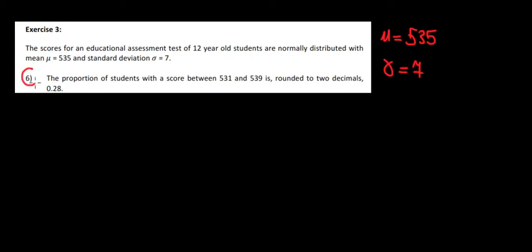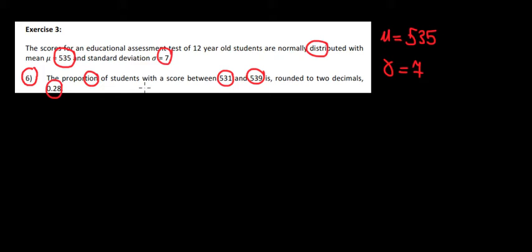Let's have a look at question 6 in this video. The test scores for an educational assessment of students are normally distributed with the mean of that population of 535 points and a standard deviation of 7 points. Now, the proportion of students with a score between 531 and 539 is going to be 0.28.